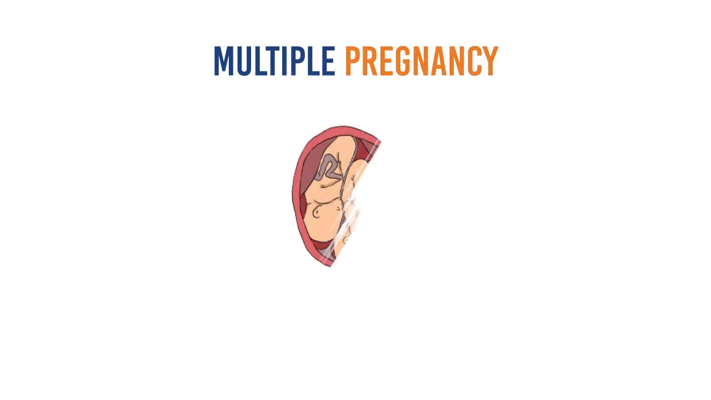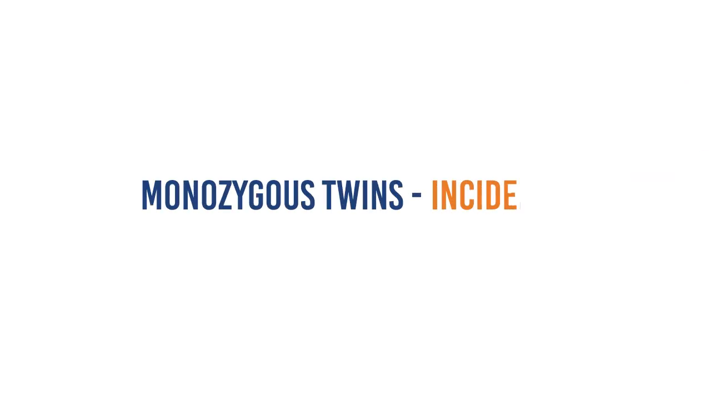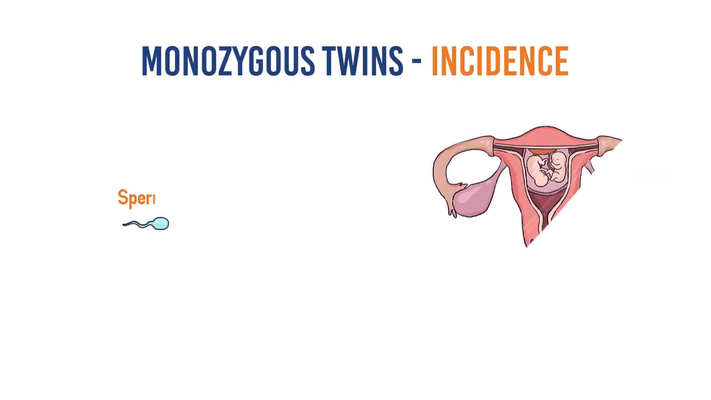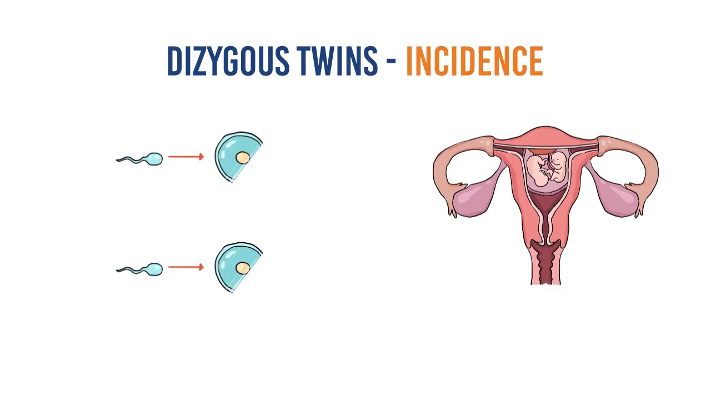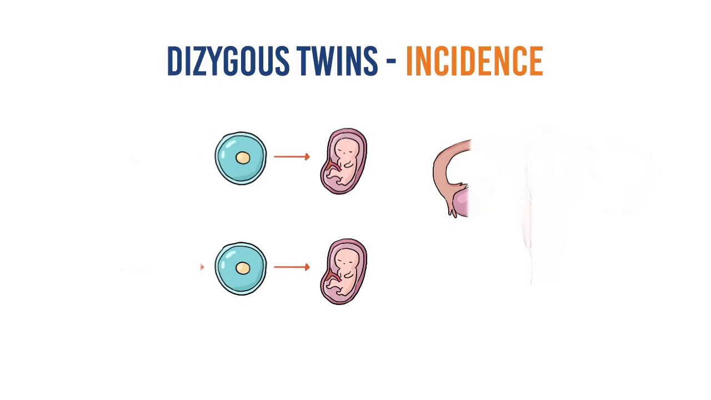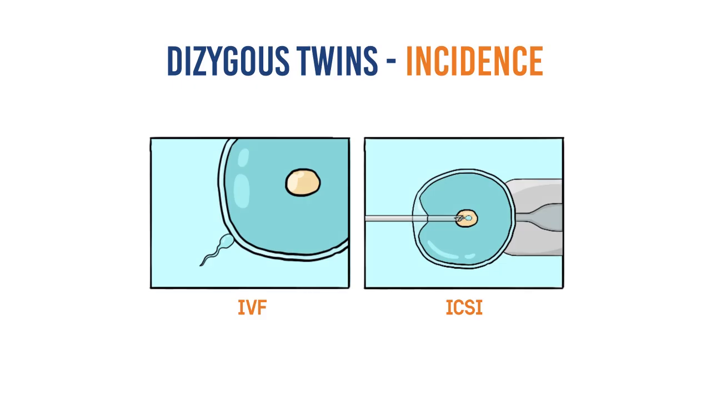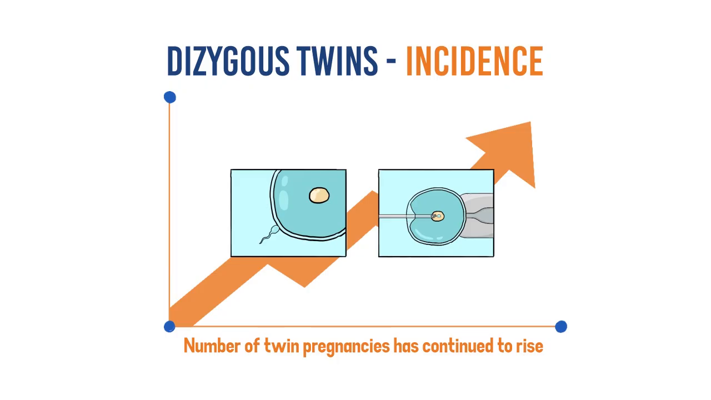Multiple pregnancy is defined as the presence of more than one fetus in the uterus during pregnancy, the commonest one being twin pregnancy. Monozygous twinning rates are constant throughout the world, occurring in 3 to 5 per 1,000 births. Dizygous twinning rates vary widely and are affected by maternal age, race, nutrition, and geographical location. Due to the increasing prevalence of IVF and ICSI pregnancies, the numbers of twin pregnancies has continued to rise.